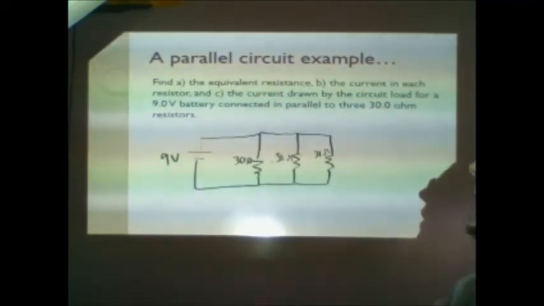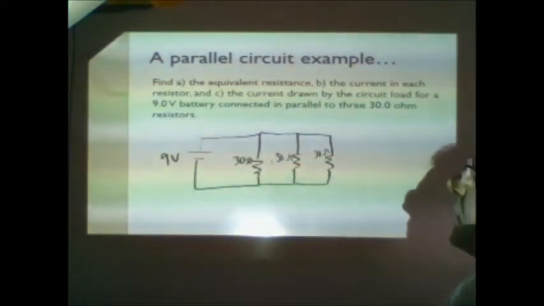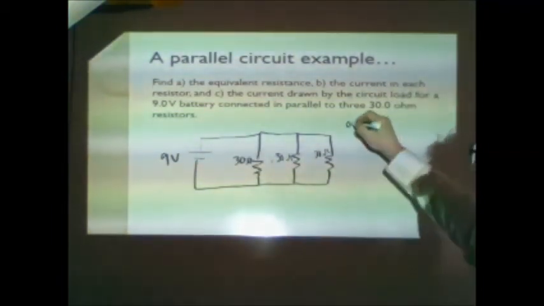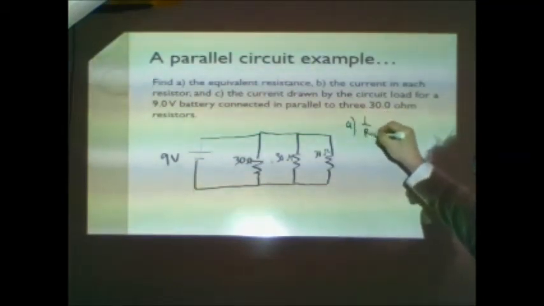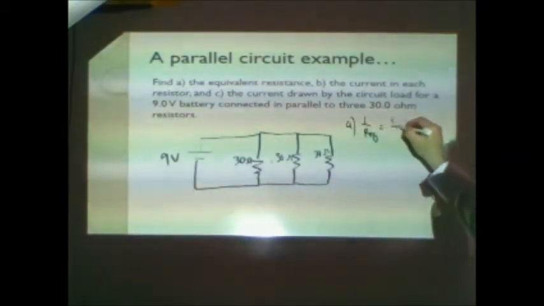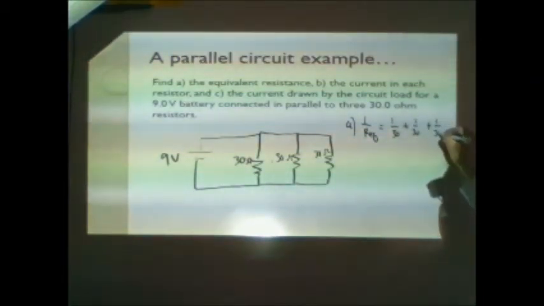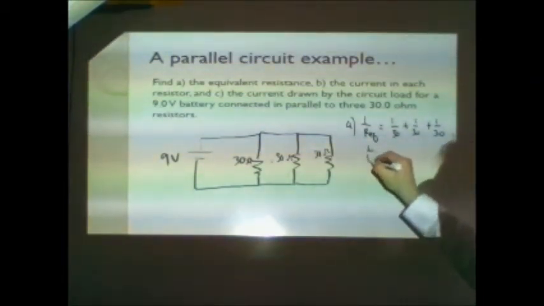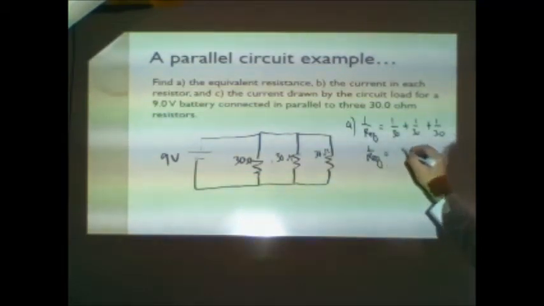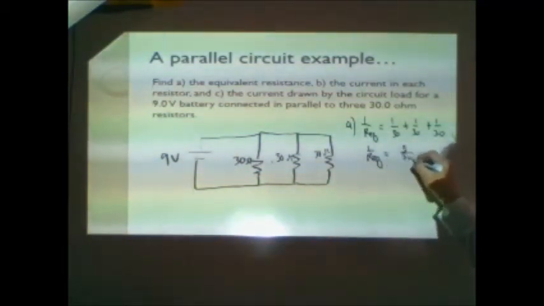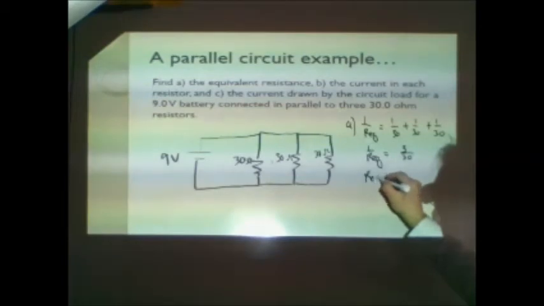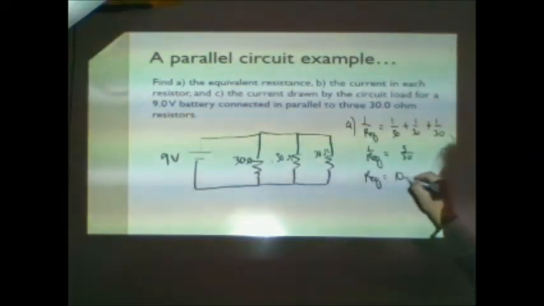And so we have to find, in this example, the equivalent resistance. So 1 over R equivalent equals 1 over 30 plus 1 over 30 plus 1 over 30. And so 1 over R equivalent equals 3 over 30. And so R equivalent is equal to 10 ohms.